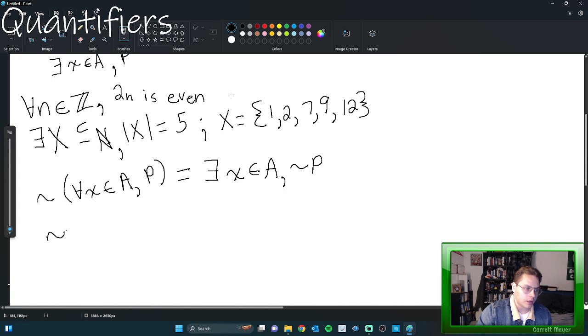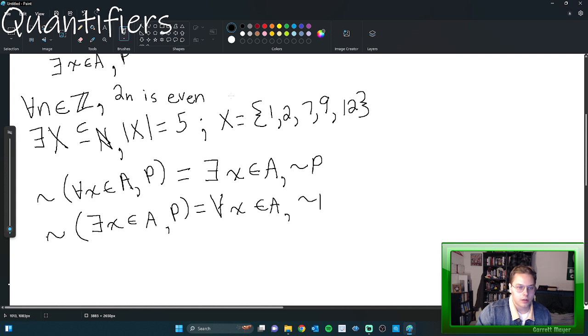Additionally, to negate the there exists quantifier, what we'd have to do is show that for all x in A, P is not true. To show that there does not exist an x in A where P is true, you have to show that for all x in A, P is not true. So these quantifiers are negations of each other in that sense, or they show how you would negate the other one.